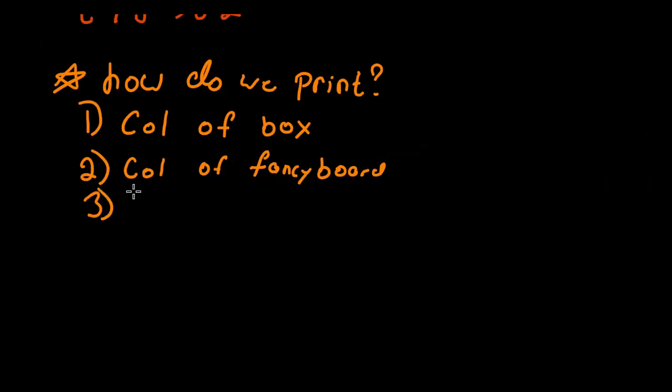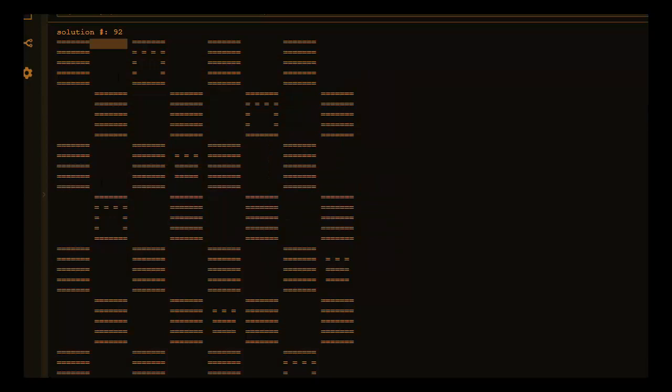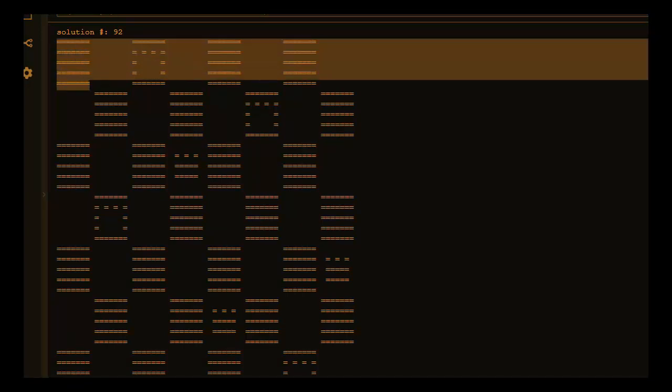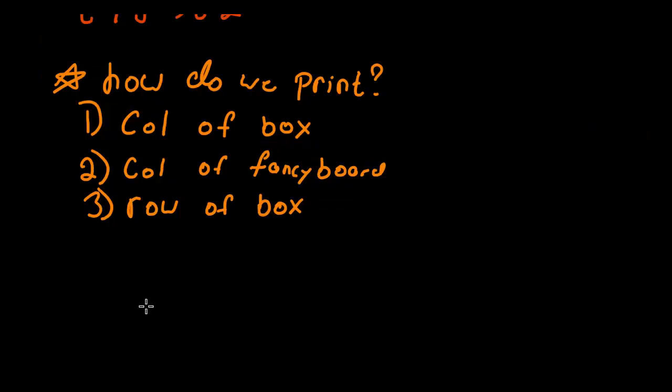And once we finish all that, we're going to move to the next row, the row of the box. So once we finish all the columns of the box, then the board, we're just going to move on to the next row of the box. And then once we finish with all the rows of the box, we're going to move on to the next row of the box. The next row of the fancy board.